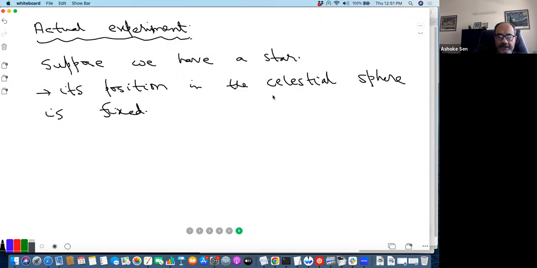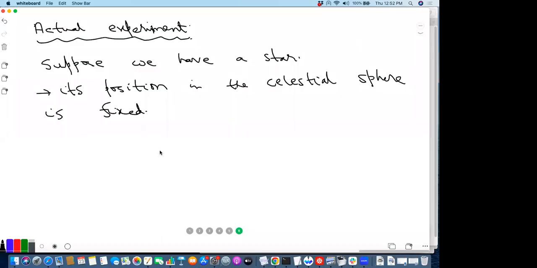Okay, Earth of course moves, right? So the celestial sphere rotates, but that we know how to correct. Astronomy is reasonably well understood, so the fact that the celestial sphere actually moves from the Earth's viewpoint, you know how to correct. So the star has a fixed position on the celestial sphere, related to the other stars.